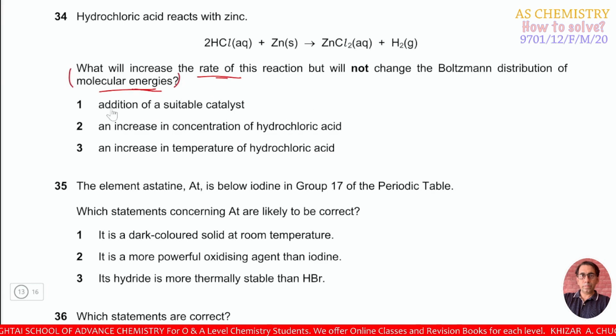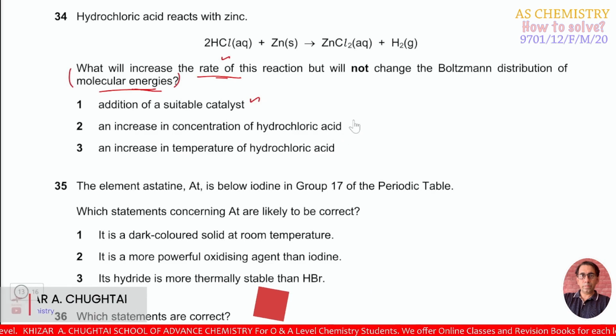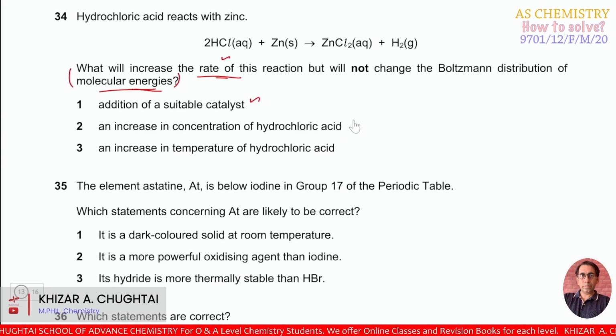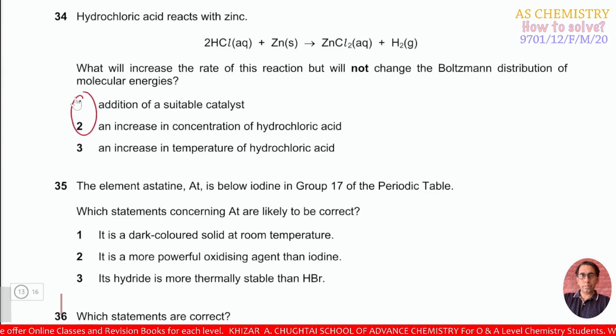Option number 1, the addition of a suitable catalyst, yes, it is true, it will increase the rate of reaction, but it will not change the energy. It will decrease the energy of activation. It will lower the barrier of energy of activation. The next one is an increase in concentration of HCl. The concentration of HCl will be higher in this case, and in both cases the Boltzmann distribution curve will not change. Increase in temperature, no, it will change. So 1 and 2, B is the correct option.